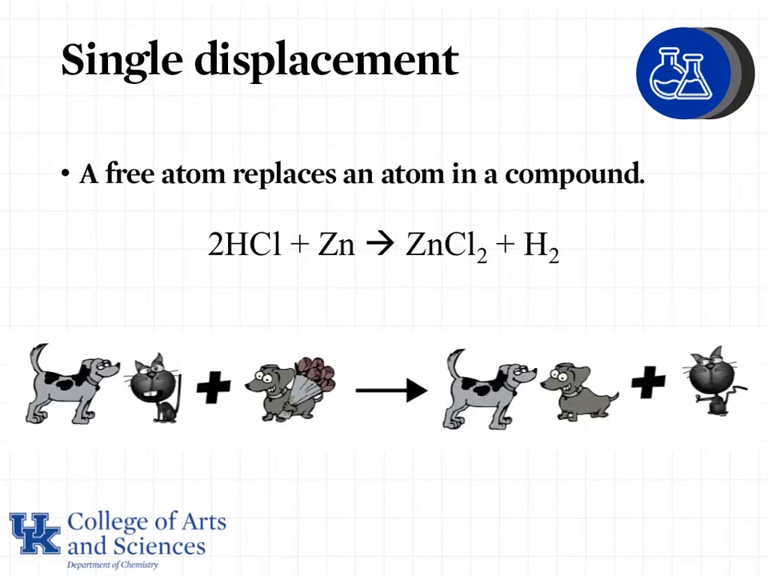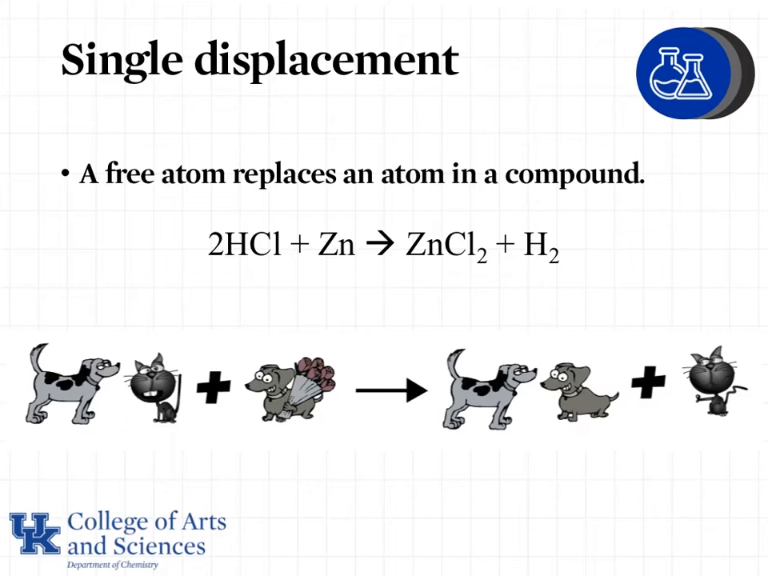The next type of reaction is a single displacement reaction. In these reactions, which are also known as single replacement, a free atom replaces an atom in a compound. Our example here shows HCl reacting with zinc. Zinc displaces the hydrogen and forms ZnCl2 plus H2. Notice that the zinc bumped the H out of the HCl compound and took its place.